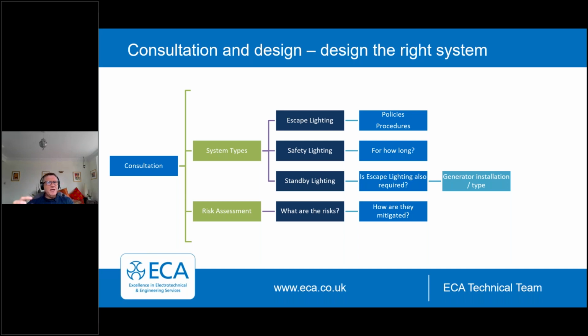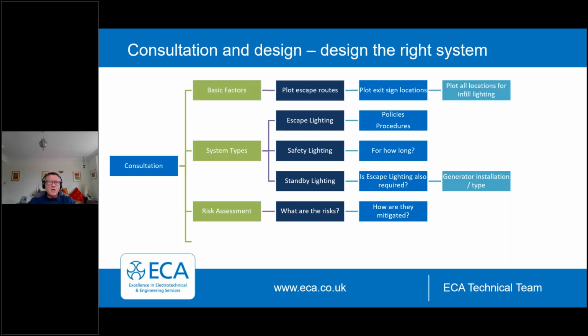But do you see what I mean? It can be really complex. It's not necessarily straightforward. If you've got a small building, yes, it's likely to be relatively straightforward. But the bigger the building, the more complex its usage. All these other considerations need to be taken into account so that we've got the right system in place at the time.